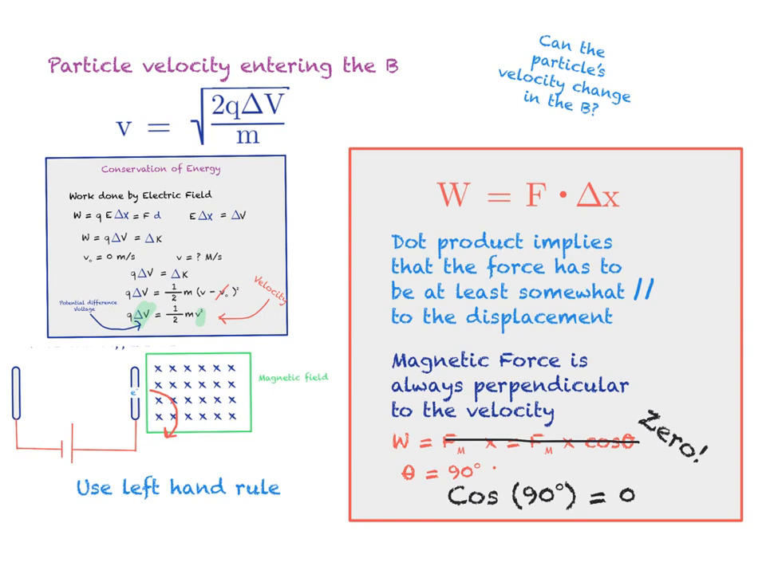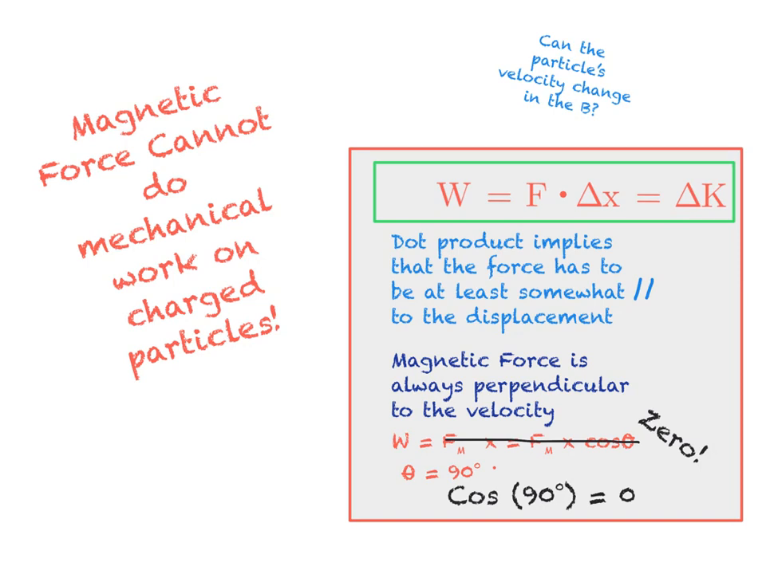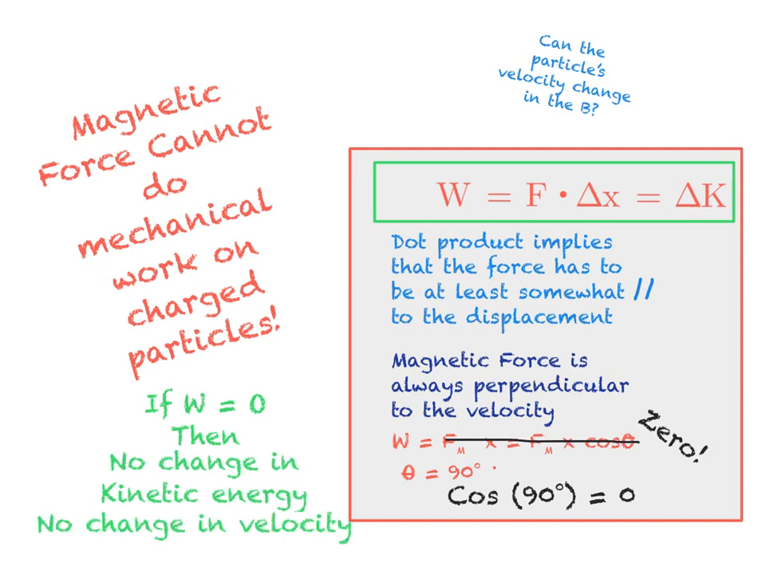So in other words, what this is saying is that the magnetic force cannot do mechanical work on charged particles. Now we also know that work equals a change in kinetic energy, as we just described in the electrical portion. And so if there's no work done, there's no change in kinetic energy. And no change in kinetic energy implies no change in velocity.